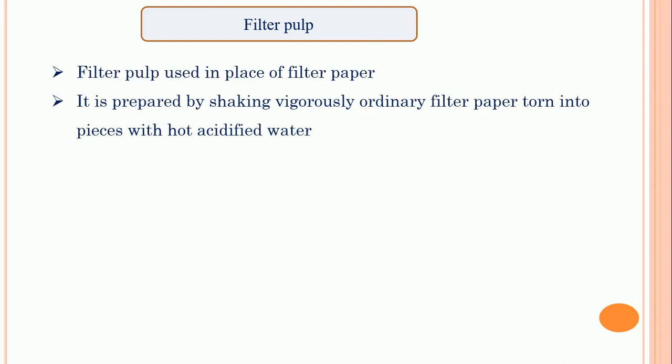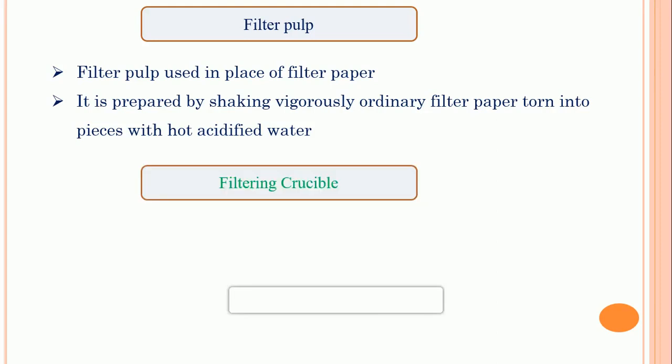And how is it prepared? It is prepared by vigorously shaking torn ordinary filter paper. In this filter pulp, sometimes some tablets are also used. For example, a Whatman ashless tablet, which is 3.85 centimeter in diameter, is also used instead of filter pulp. Now see the third medium which is used for filtration purpose, and that is the filtering crucible.